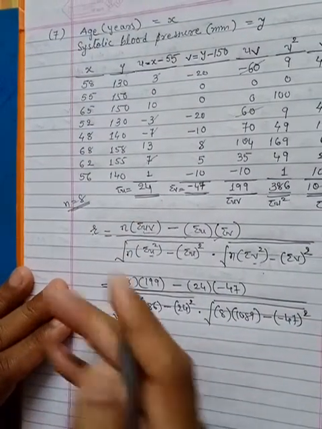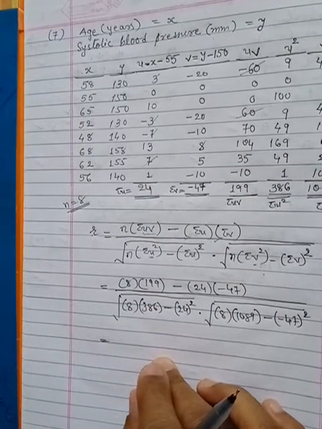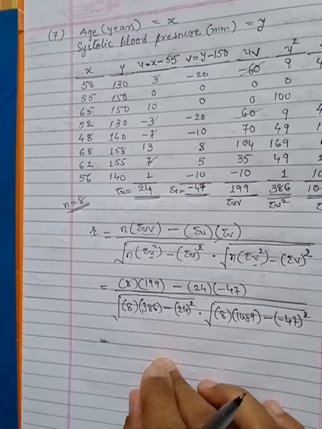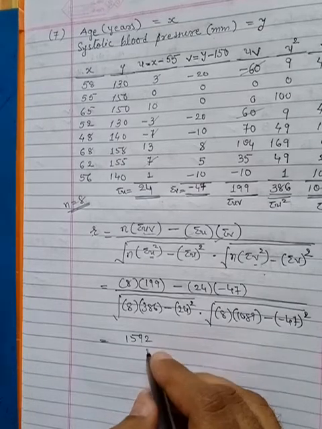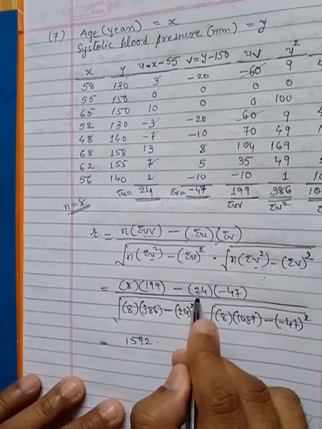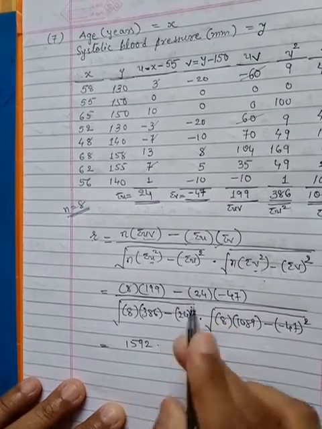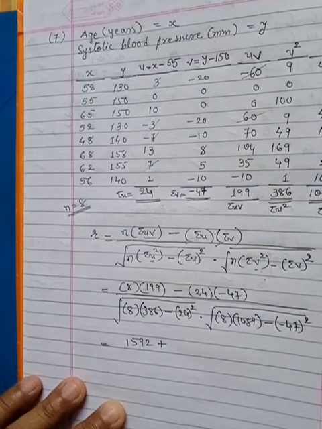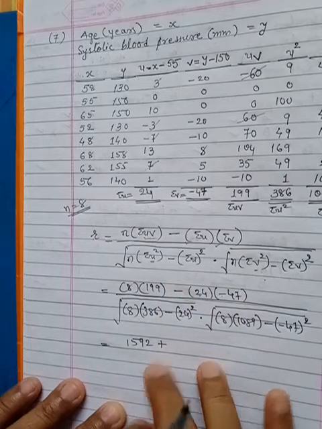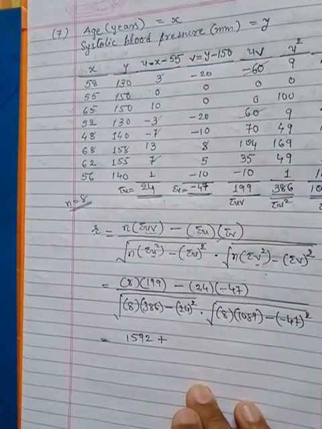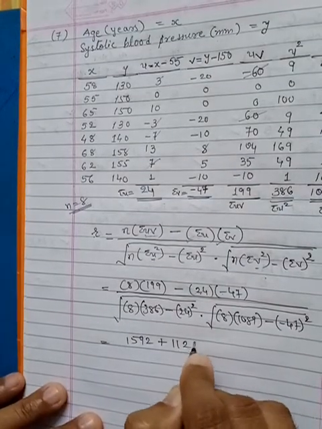Now do this calculation one by one. That becomes easier for you. So now 8 into 199 is equal to 1592. Next, minus, now see over here, 24 into minus 47, you will get a negative answer. So minus into minus, that sign will become positive. So I am writing the direct sign change, minus into minus is positive. And now the multiplication, 24 into 47, which is 1128.